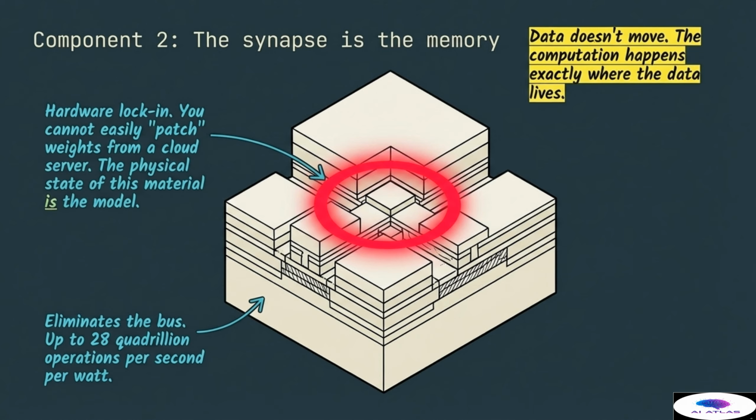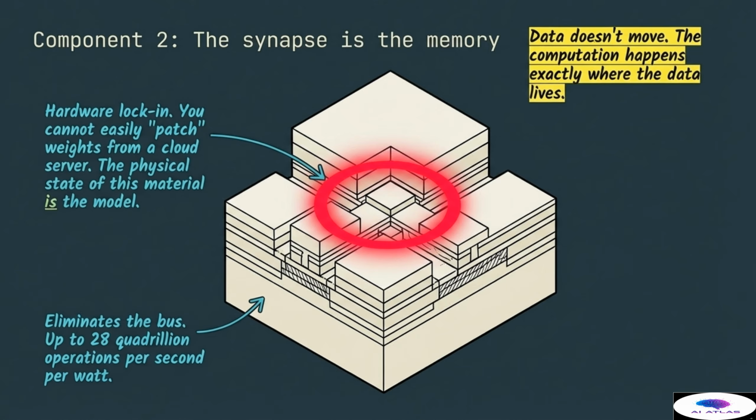However, there is a catch known as hardware lock-in. Because the physical state of the material actually is the model, you cannot easily patch weights from a cloud server like you would with a software update. The weights are baked into the physical connections of the chip. This creates a highly efficient but also highly specialized piece of hardware.